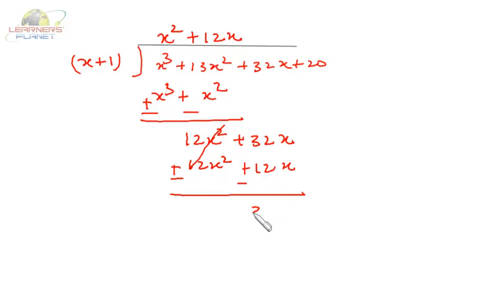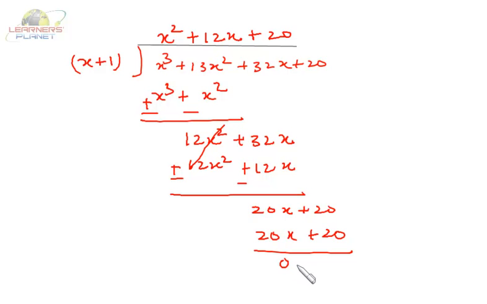32 minus 12 is 20x and this is 20. So 20x plus 20, after deducting, we'll be getting 0 as remainder. So we have factorized x cube plus 13x square plus 32x plus 20, and we got factors as x plus 1 and x square plus 12x plus 20. Now this is a quadratic polynomial which can further be factorized.